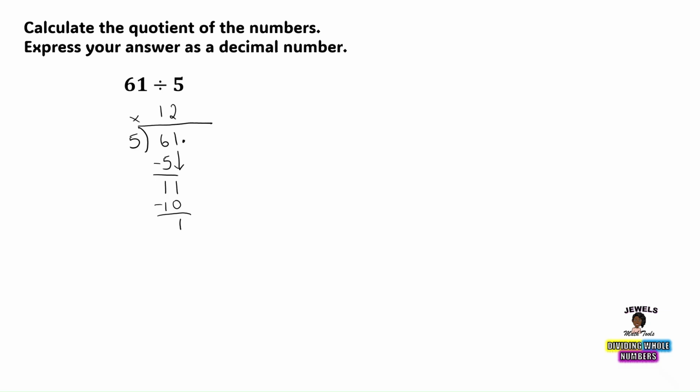Again, we're going to add in the decimal point, add in our 0, bring down that 0, changing 1 into 10. 5 divides into 10 twice. 2 times 5 will equal 10 as our product. And 10 minus 10 gives us the difference of 0. So when 61 is divided by 5, we will get the quotient of 12 and 2 tenths.